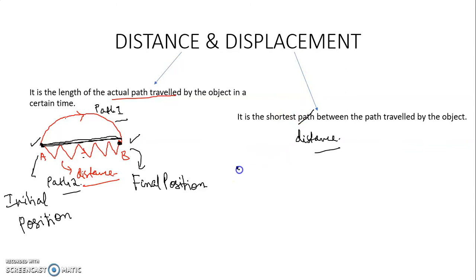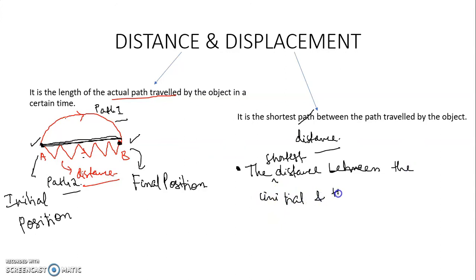So one more definition you can give for displacement is that it is the shortest distance. Okay, that would be the best way. Shortest distance between the initial and the final position. Alright. So now this is distance and displacement.